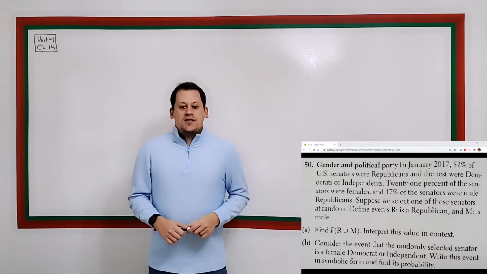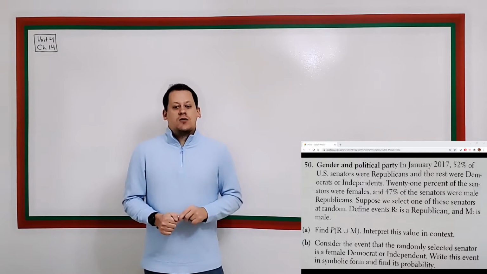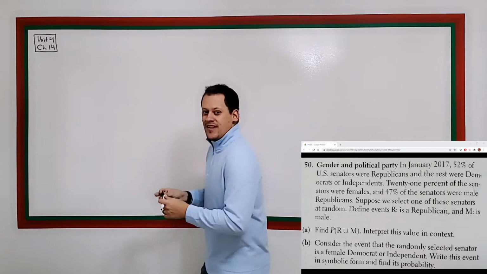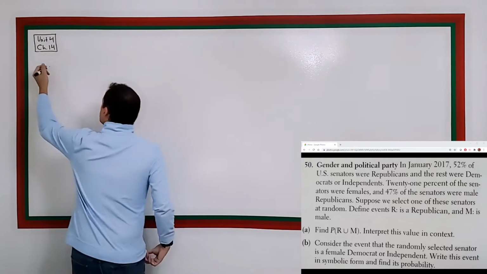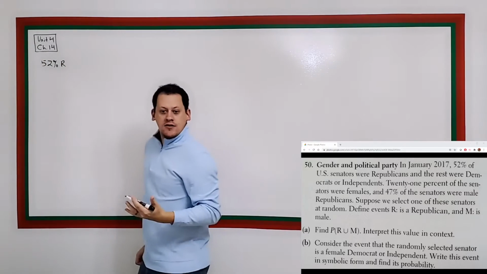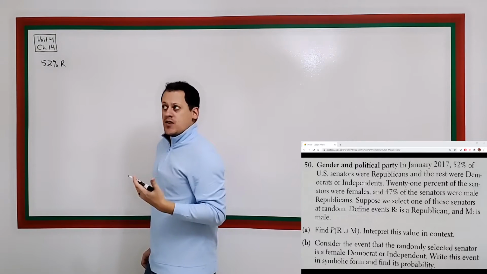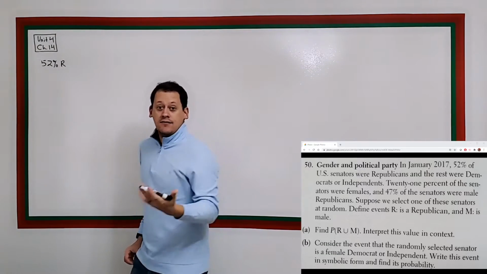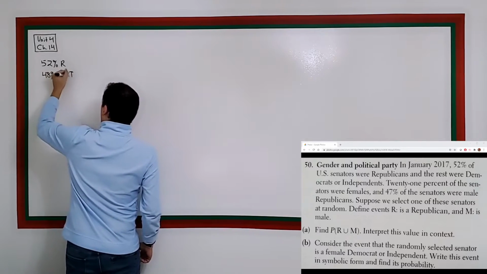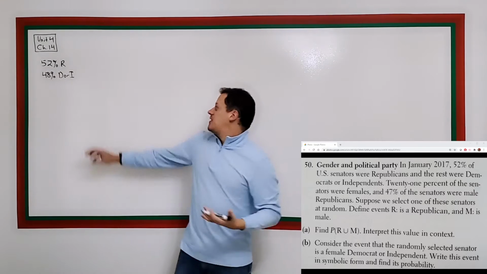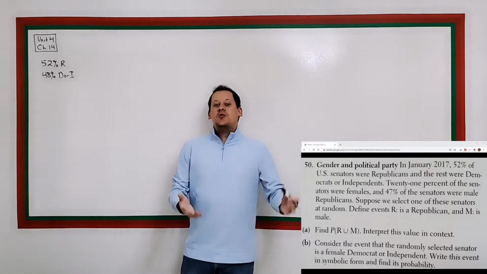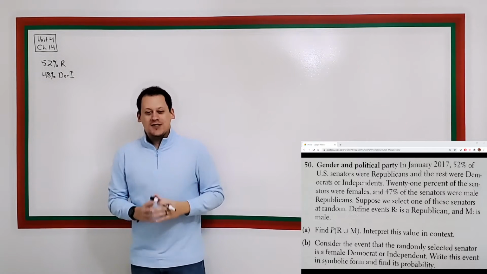In January 2017, 52% of US senators were Republicans and the rest were Democrats or independents. So, 52% Republican, and the rest were Democrats or independents. If 52% is already taken, what's left is 48. I'm going to assume that these letters are not going to be reused for other variable names later, hopefully.